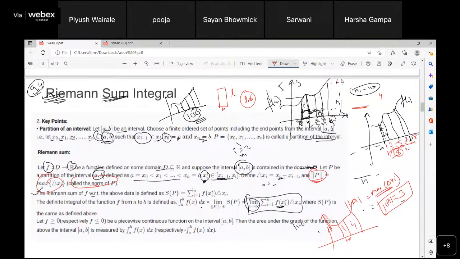Hello, are you getting it? So it's the maximum width you're talking about, right? Yeah, maximum width, yeah.